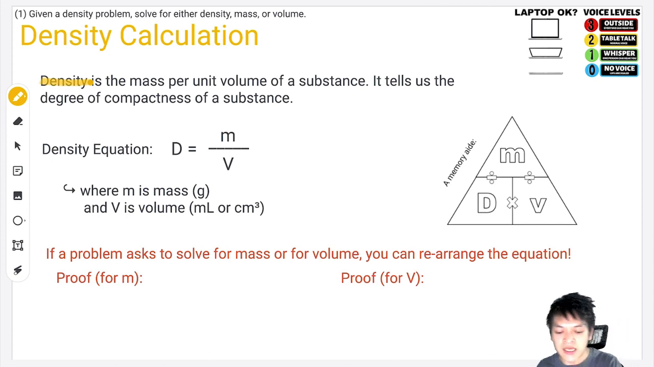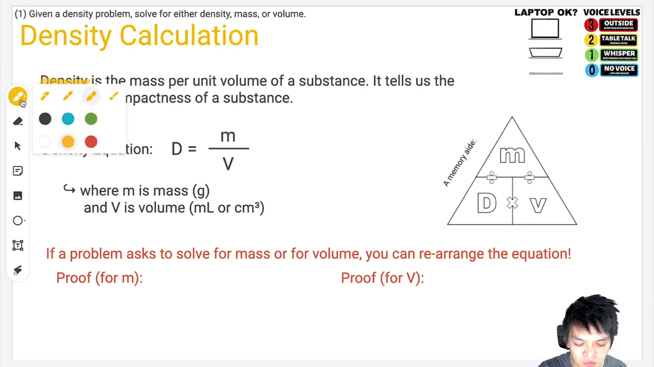Density is the mass per unit volume of a substance. So it depends on both of these things, mass and volume. And it tells us the degree of compactness of a substance. Here's the actual equation right here. D equals m over v.